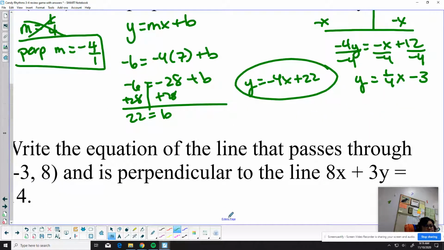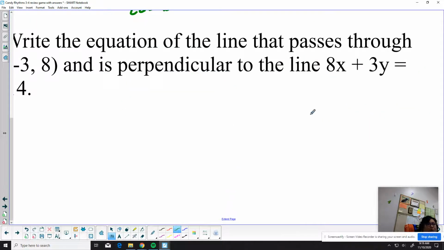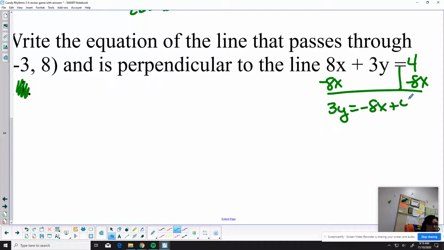Press pause and you try the second one if you haven't already. And there's a 4 right here. So I'm going to subtract 8x and divide by 3. And my slope is -8/3.